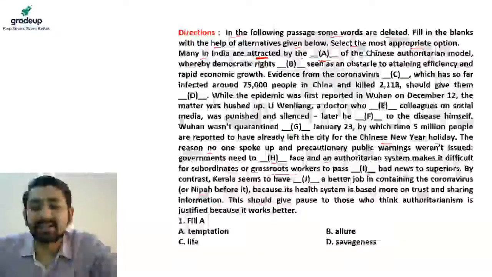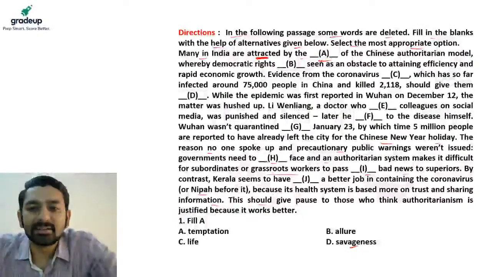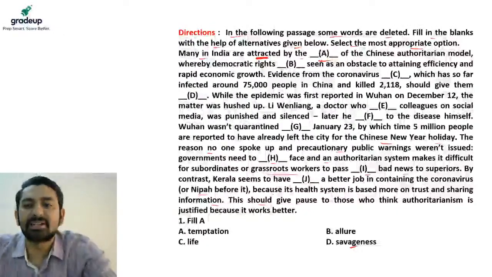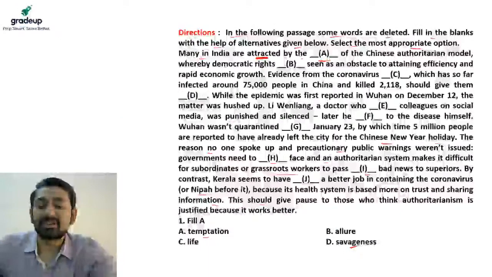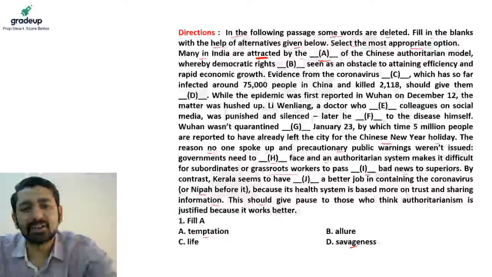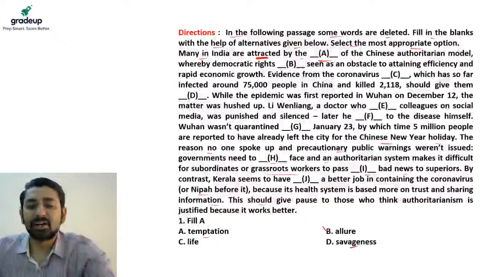Now, savageness is something wherein someone is extremely uncivilized. In Hindi, we call it jungly. Kind of jungly ko savageness kehte hain. So you cannot say savageness of the Chinese authoritarian model. You could probably say temptation, but temptation again is kind of a negative. And if you are attracted, you cannot be attracted by the temptation. You can be attracted by the allure.